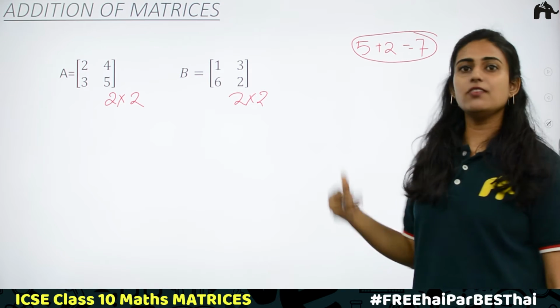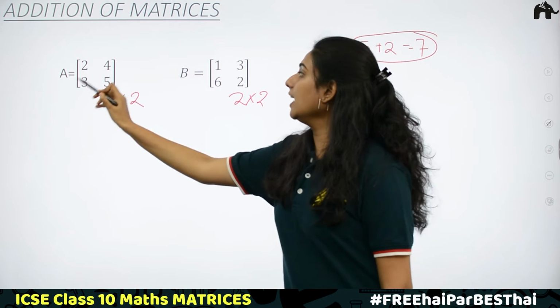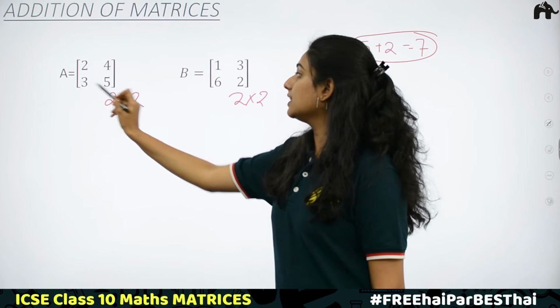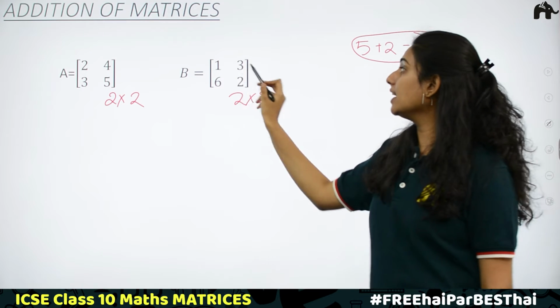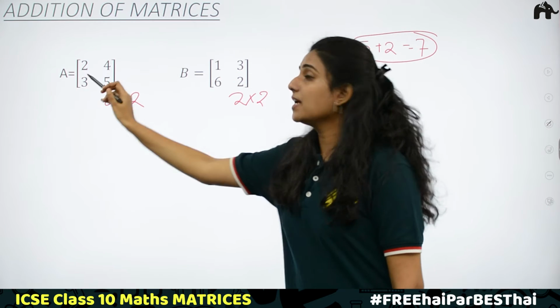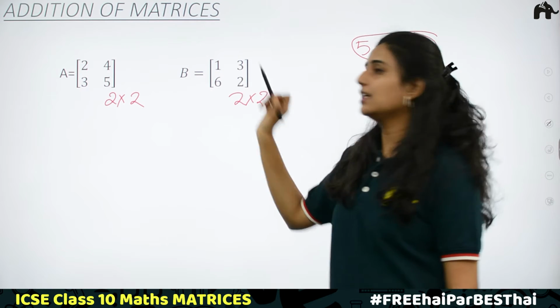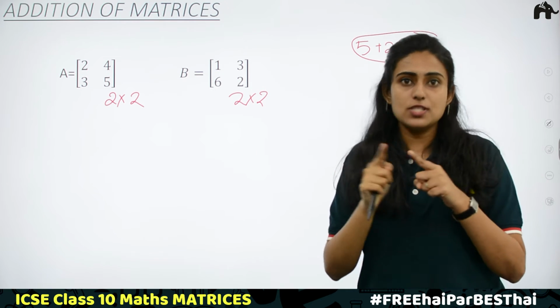So, the same addition we are going to do here for the corresponding elements. Here in A, the elements are 2, 4, 3, 5 and in B, 1, 3, 6, 2. Corresponding elements means the elements that are present in the first row and first column. Here it is 2 and here it is 1. We can add those elements.